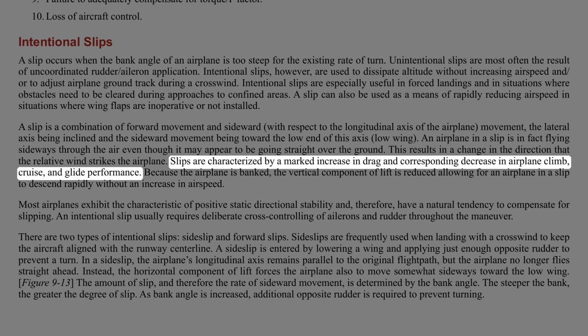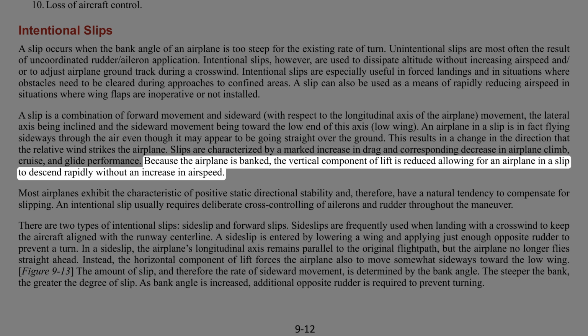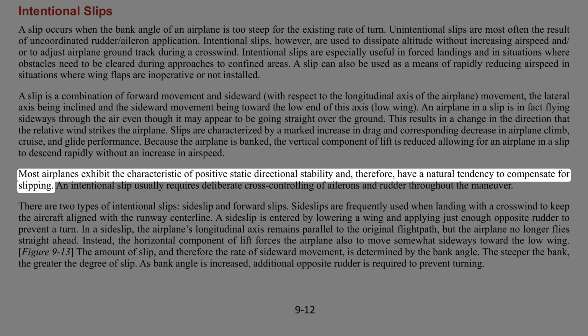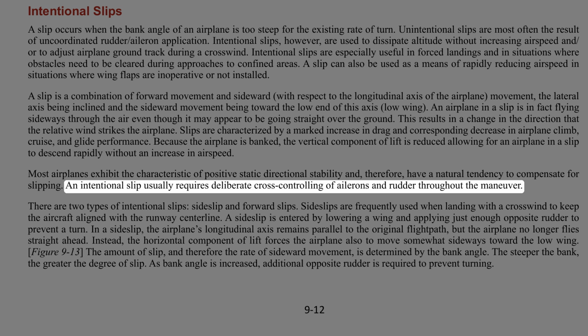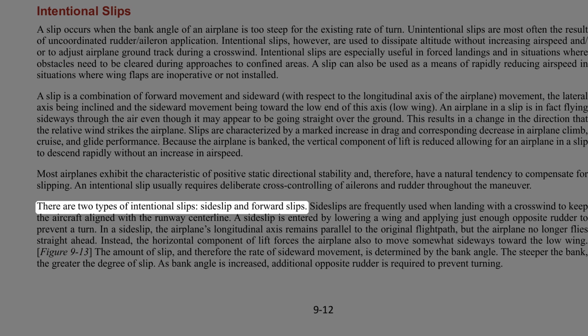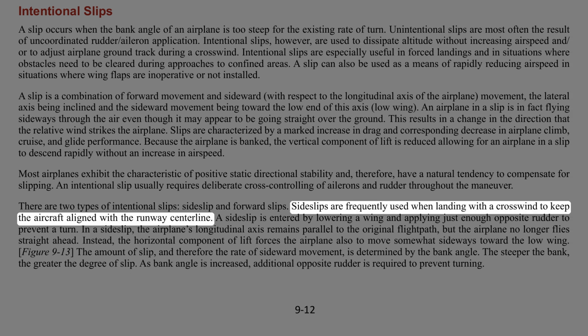Slips are characterized by a marked increase in drag and corresponding decrease in airplane climb, cruise, and glide performance. Because the airplane is banked, the vertical component of lift is reduced, allowing for an airplane in a slip to descend rapidly without an increase in airspeed. Most airplanes exhibit the characteristic of positive static directional stability and, therefore, have a natural tendency to compensate for slipping. An intentional slip usually requires deliberate cross-controlling of ailerons and rudder throughout the maneuver. There are two types of intentional slips: side slips and forward slips. Side slips are frequently used when landing with a crosswind to keep the aircraft aligned with the runway centerline.